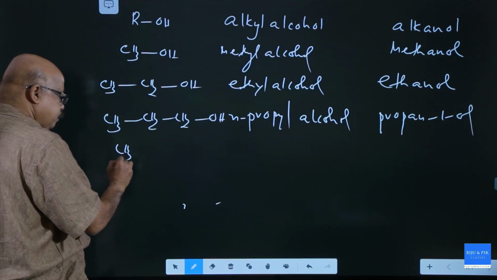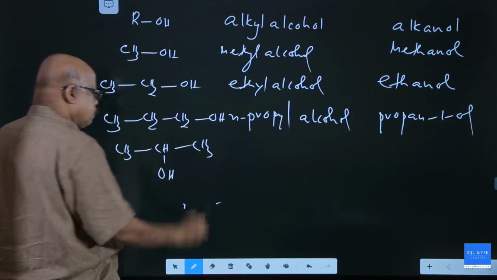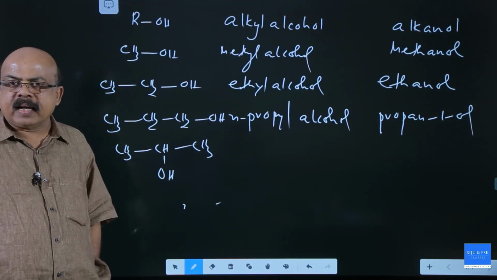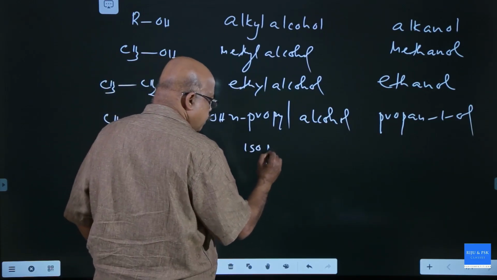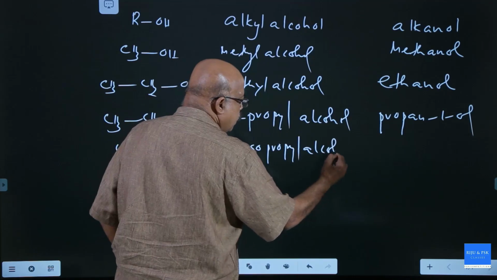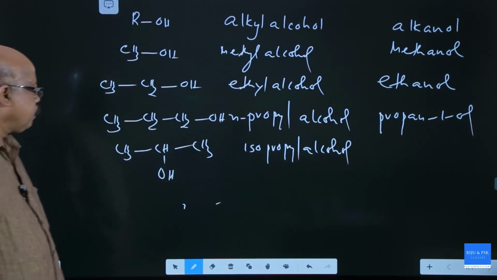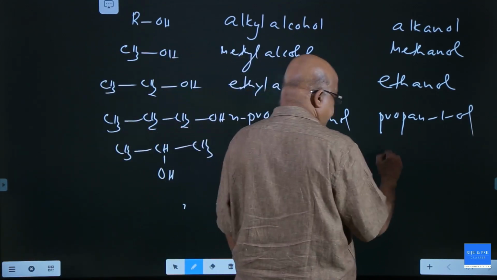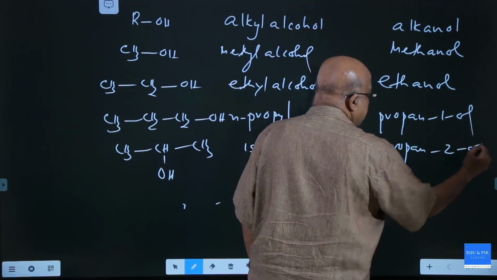CH3CHOHCH3. It is an alcohol having 3 carbon. The alkyl group is isopropyl. Common name is isopropyl alcohol. IUPAC name is, 3 carbon alkane, propan-2-ol.